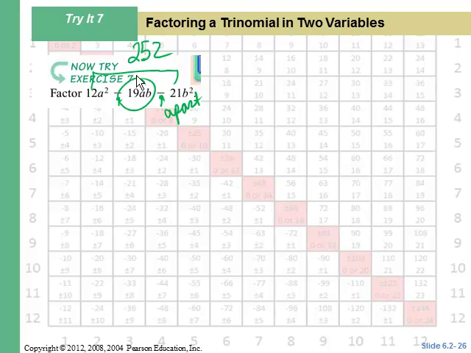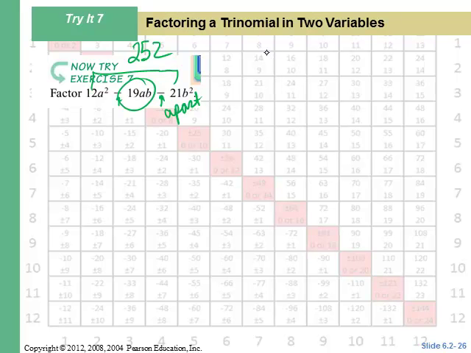So we're looking for numbers that are 19 apart. Well, if we take 20 times 39, those are 19 apart, but that's 780. That's much too big. Let's try 10 times 29. That also is too big, 290. So let's try 9 times 28. 9 times 28 is 252.